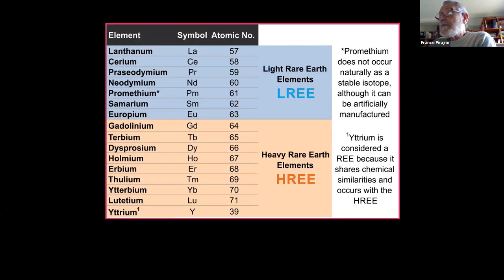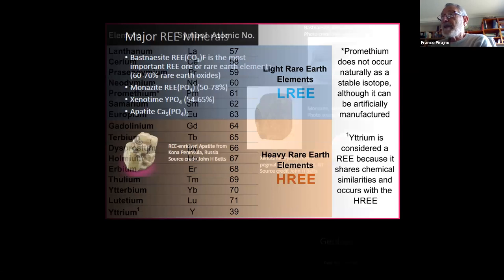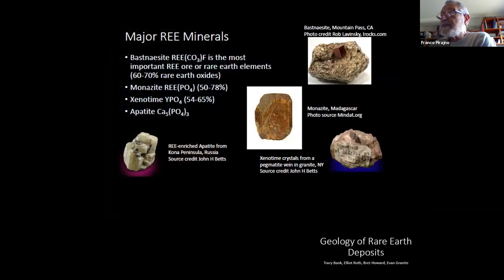Now, in terms of rare earths, we have light rare earths and heavy rare earths. And yttrium is considered part of the rare earths because it shares chemical similarities with the heavy rare earths. Now, the major rare earth minerals are bastnaesite, which is a carbonate, monazite, xenotime, and apatite. These are the ones that make up most of them, though not all.